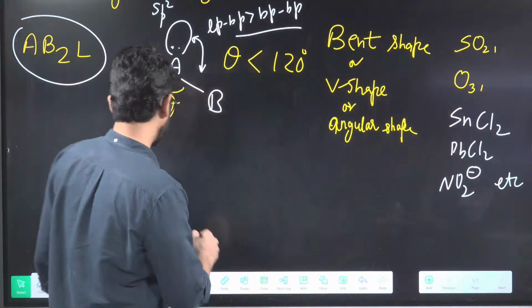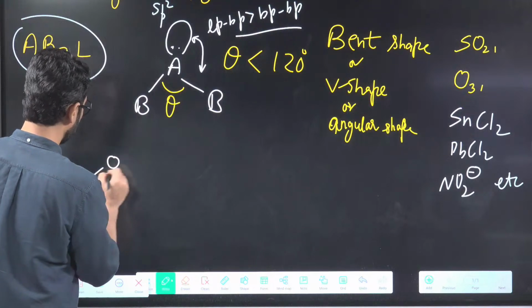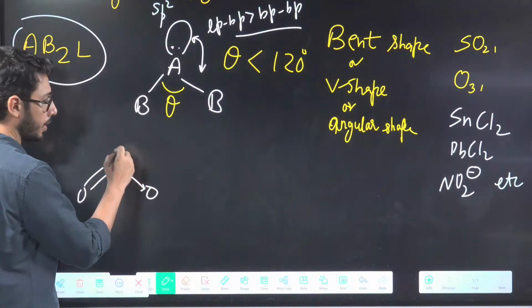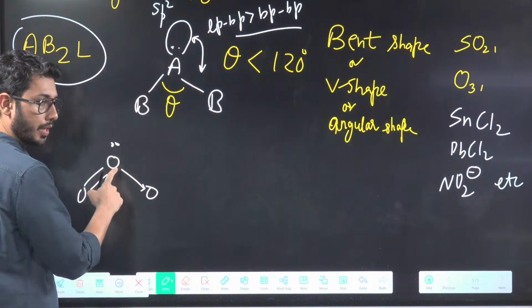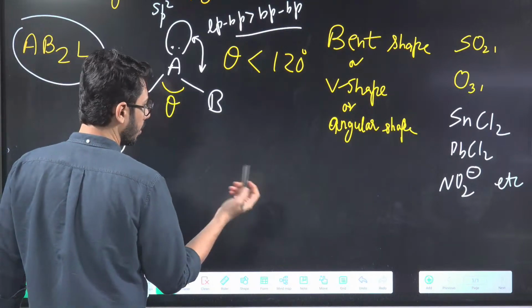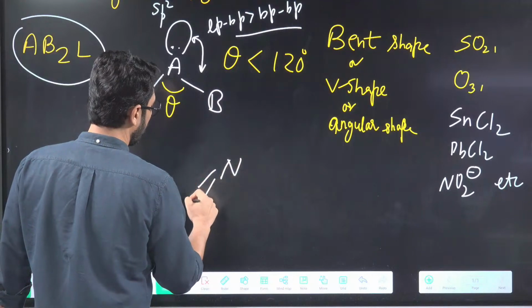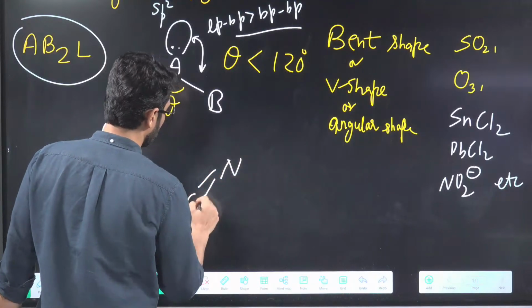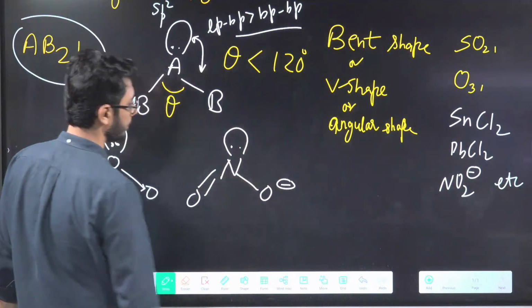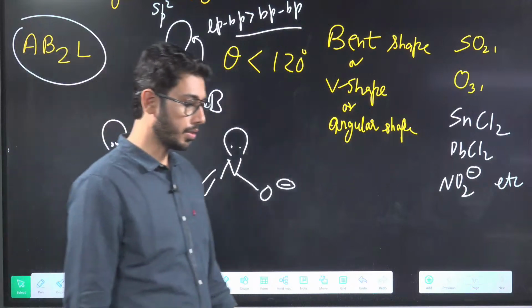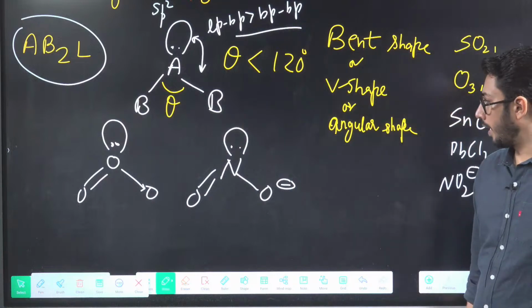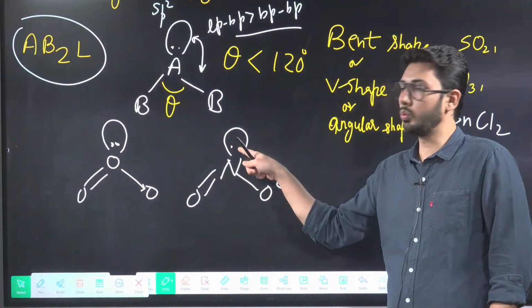O3 structure is like this one. Central atom oxygen, the other is this one, and either you can mention it this way or as a normal bond with plus minus. Both are correct. This is AB2L type structure. Same way SnCl2, and NO2 minus, an important structure: N double bond O, here single bond O minus charge, and N has one lone pair. NO3 minus structure you should practice, NO2 minus also, important structures. Nitrogen has 5 electrons: 2 here, 1 there and 2 there, total 5.